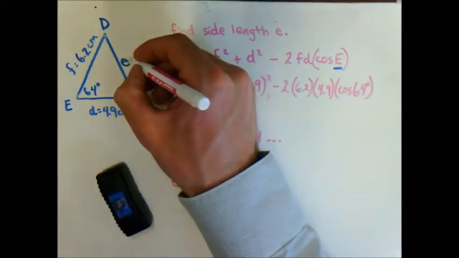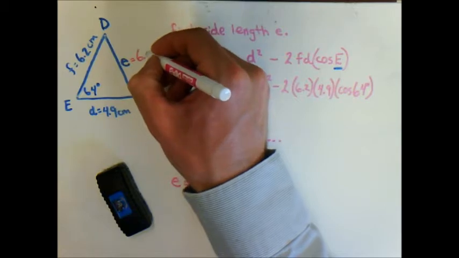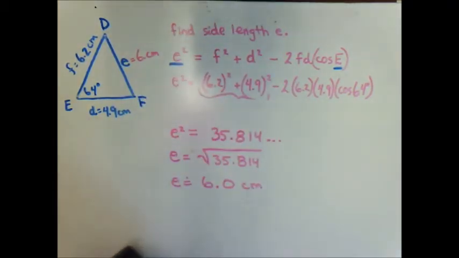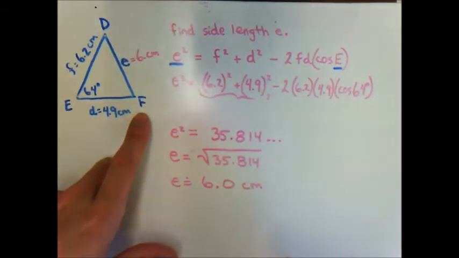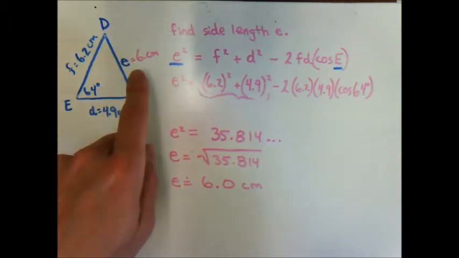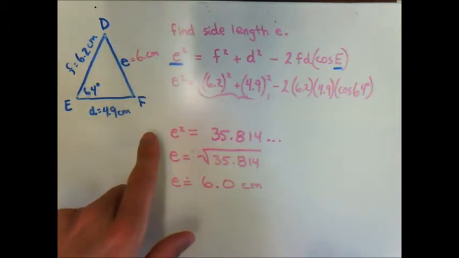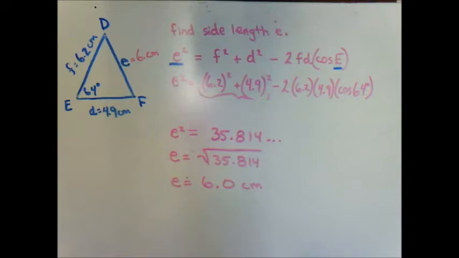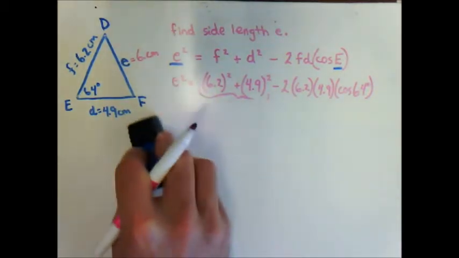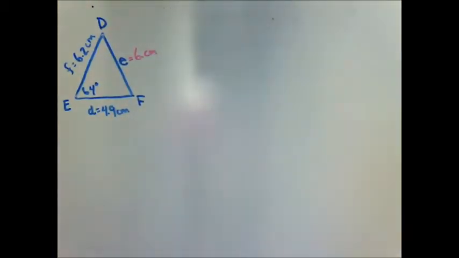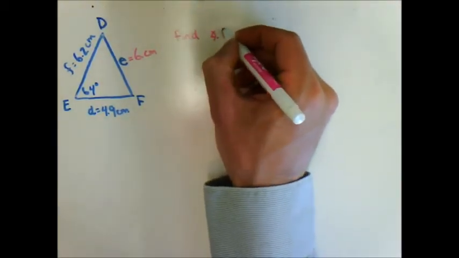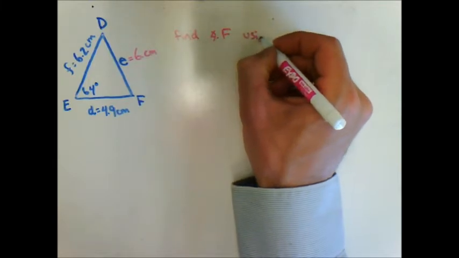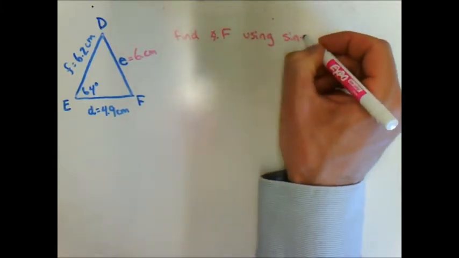Okay, let's add that 6 centimeters to our diagram. And what should we solve for now? Okay, we're going to solve for angle F. Now that we have angle E and side E, what can we use to solve for angle F? Sine Law. Yeah, we don't need to use cosine law this time. We can use sine law. So, find the measure of angle F using sine law.